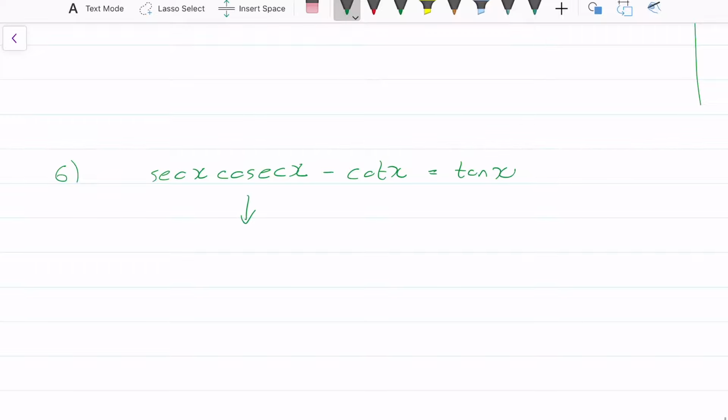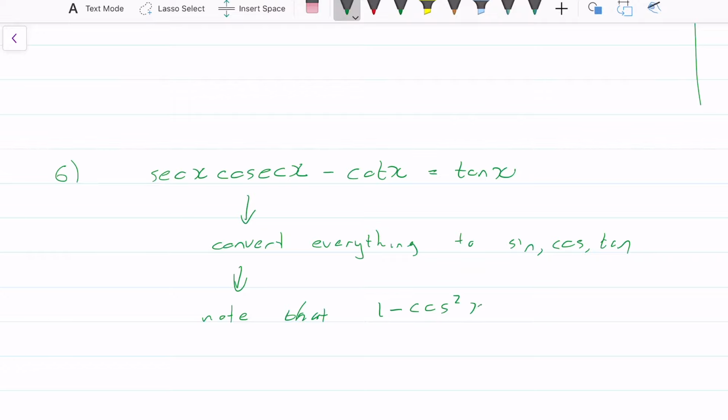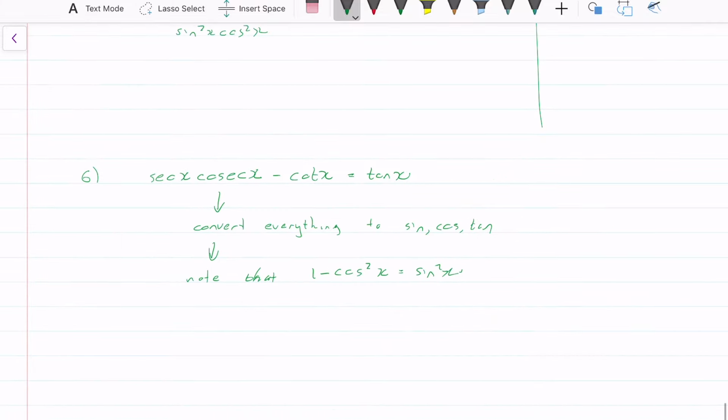Okay, so the process is to convert everything to sines, cos, and tan, and note that 1 minus cos squared x equals sine squared x, and knowing that, you guys should be able to get it.